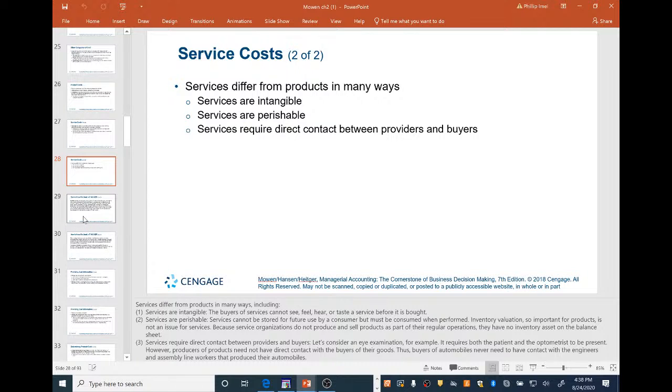Services are perishable. Honestly, that doesn't really make sense to me, so however y'all want to infer that one.